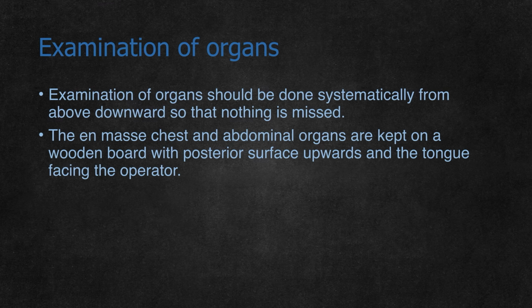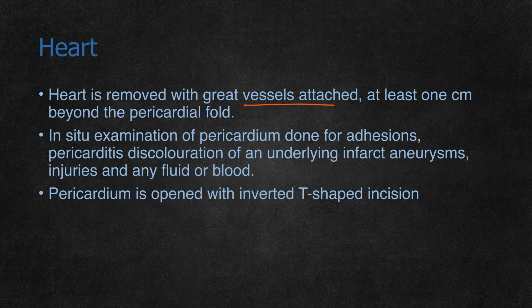Any plaque formation or obstruction at the mouth of the coronary arteries is examined. So near the base of the aorta the coronary arteries are present, and if there is any obstruction present, it has to be examined. After that, the heart is dissected out. The heart is removed with the great vessels attached and at least 1 centimeter beyond the pericardial fold. So usually the heart along with the great vessels has to be dissected out.